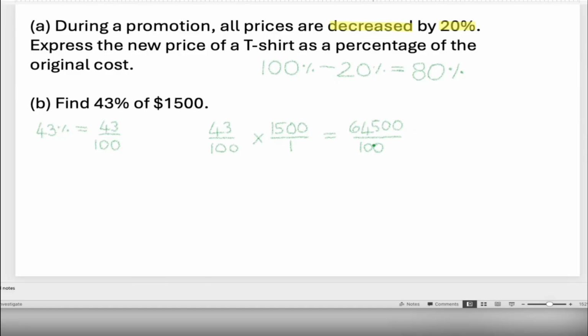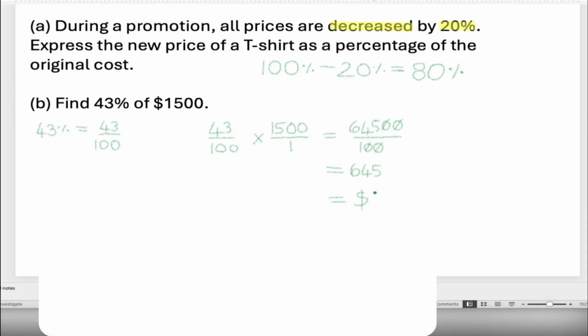Then you can go and work out what is 64,500 divided by 100. It's quite easy in this case. These two zeros and these two zeros can cancel out. So the answer will just be 645. Okay, so that means the final answer is going to be equal to $645.